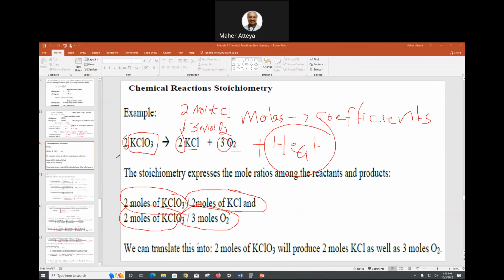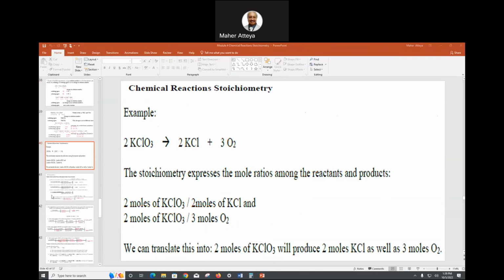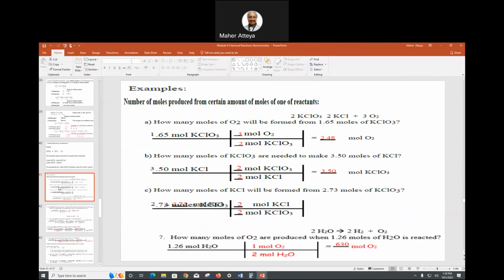So let's see some examples here. Let's do some examples. Here it is. How many moles of oxygen will be formed from 1.6 moles of perchlorate? Not perchlorate, chlorate. Perchlorate will be KClO4.